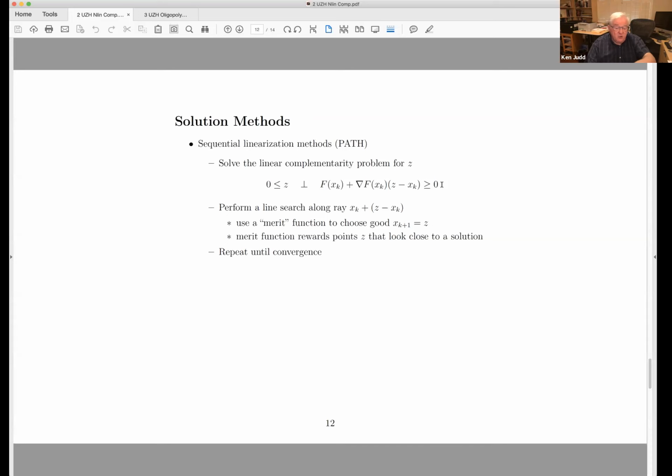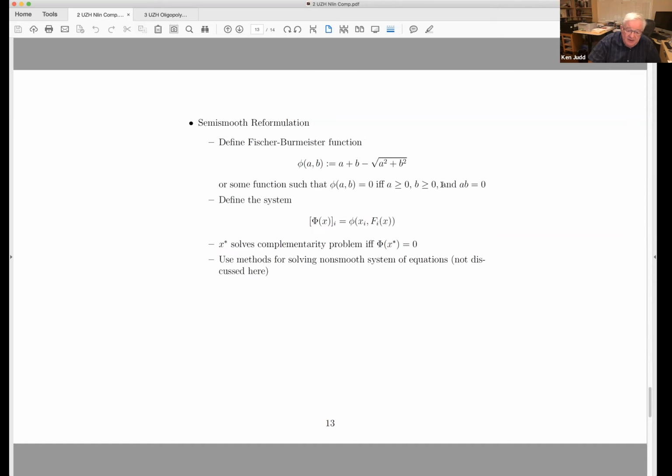Now, I'm not going to go into the details of this. This is too much math. This is as much as I know about the scheme. But I'm going to next talk to you about something called a semi-smooth reformulation.